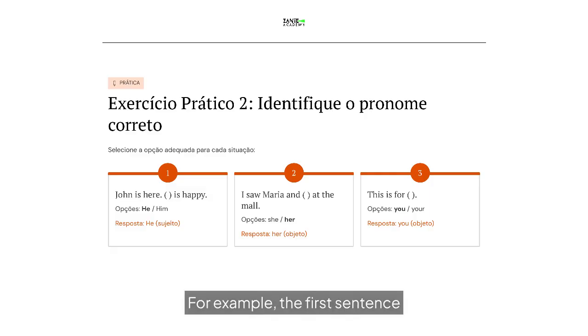In this exercise, you'll see a few sentences where you'll need to choose the right pronoun. For example, the first sentence states, "John is here, he is happy." Here you have two options, he or him. Think about who is doing the action of being happy. Since John is the one feeling the emotion, the correct choice is he. This shows us how we use subject pronouns to indicate who is performing an action.